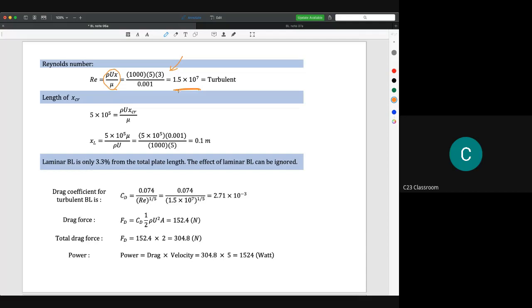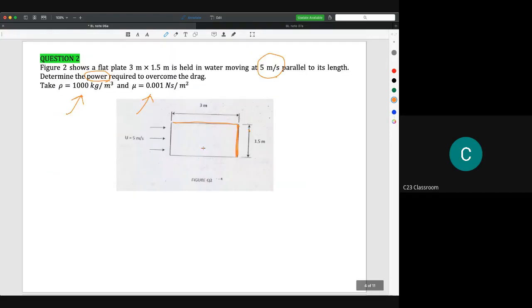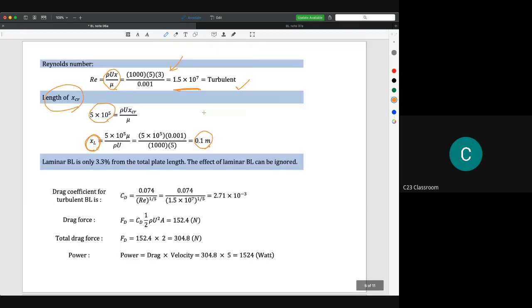So again, first we need to calculate the Reynolds number at the end of the plate. We use rho u x over mu. We substitute the data, and we get 1.5 times 10 to the power of 7. So it is fully turbulent. Then we check the value of the laminar boundary layer's distance. The critical Reynolds number is 5 times 10 to the power of 5. So we find that x of laminar is equal to 0.1 meter. Because the total length is 3 meters, 0.1 meter is very, very small. It is about 3.3%. So we could ignore the effect of the laminar boundary layer.